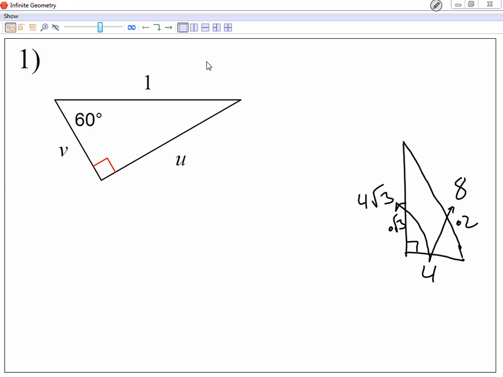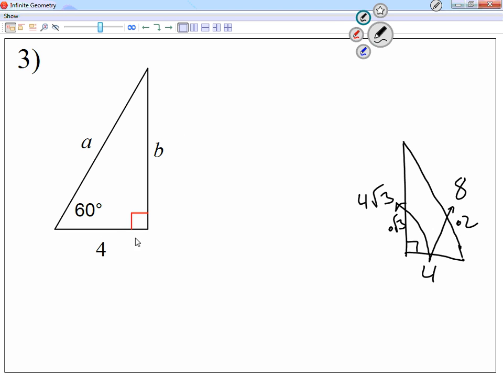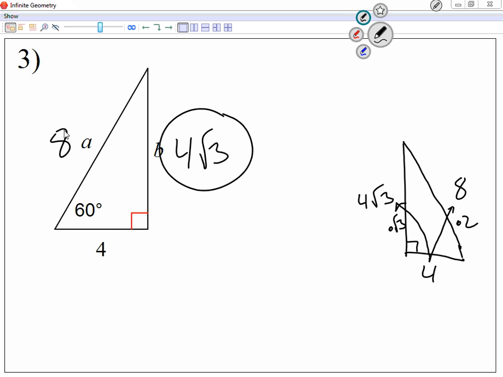Let me take a look at number 3. The short side is 4. So for me to get the hypotenuse, I have to multiply 4 times 2. So it gives me 8. To get to B, starting from the short side, I have to go 4 times radical 3. I cannot combine a whole number and a radical, so those are my two answers. Once again, starting from the short side, to get to the hypotenuse, you multiply by 2. To get to the other side, you multiply by radical 3.